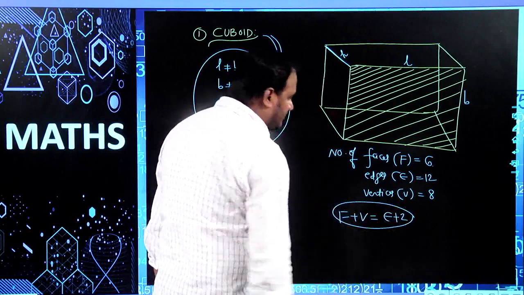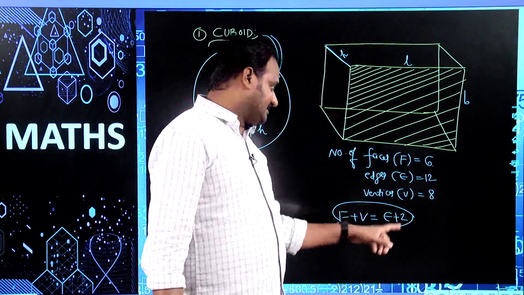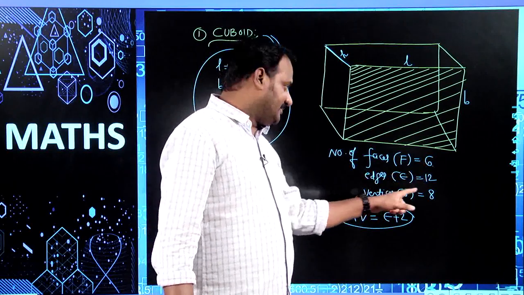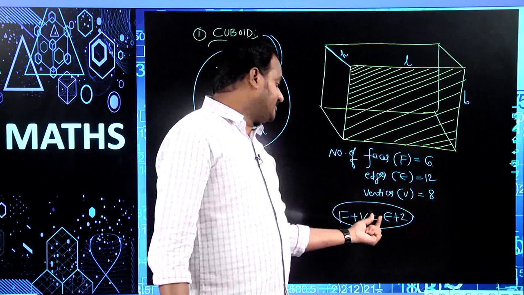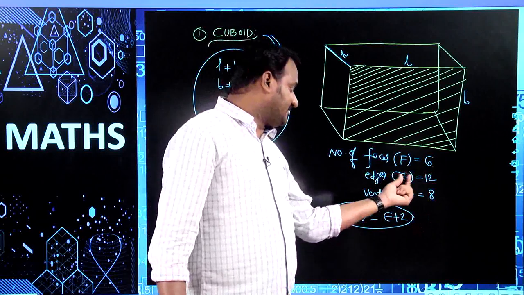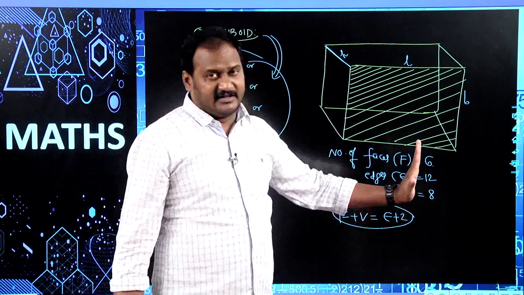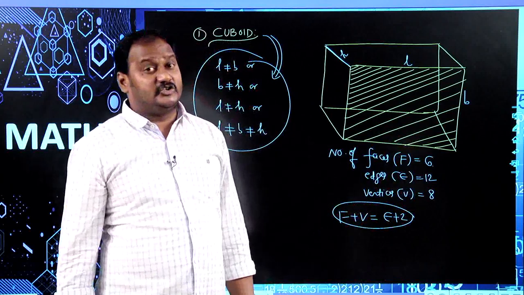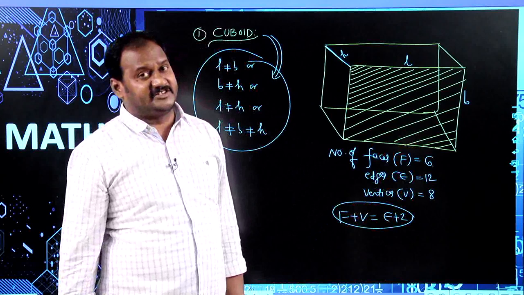F plus V is equal to E plus 2 means number of faces plus number of vertices. Number of faces equal to 6, number of vertices equal to 8. What is 6 plus 8? Which is 14. Is equal to number of edges plus 2. Number of edges equal to 12, plus 2 equal to 14. So, 14 is equal to 14. So, this is what is called Euler's formula given by the famous mathematician Euler.